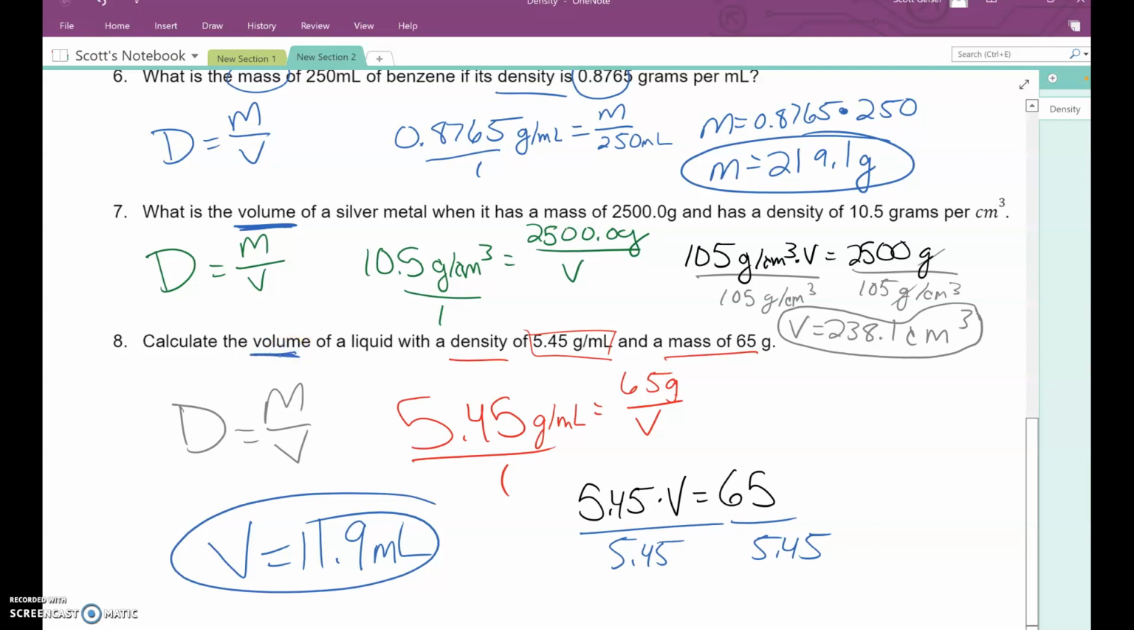One last one, we're trying to find the volume of the liquid. It gives us the density and the mass, so we're plugging that in and cross multiplying. Again, the word per would mean divide. We will see that more in the future, but you should get 11.9 milliliters for your volume whenever you cross multiply. And that's it.